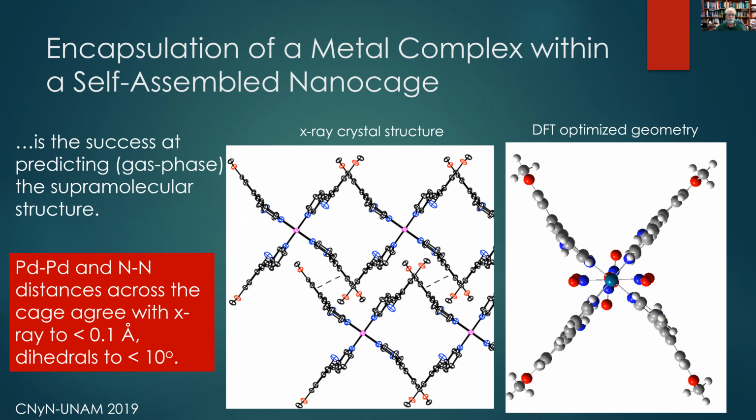And in fact, when we looked more carefully, we saw that going all the way across the cage from one end to the other, for example, between the 2 palladium atoms, we were able to predict the distance separating them to a value that was in good agreement with the X-ray structure within 1/10 of an angstrom. And the dihedrals for this kind of gentle sort of wave in the organic framework, we were able to predict to within 10 degrees, which is better than I would have expected.